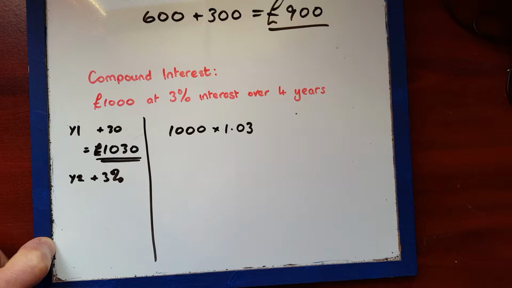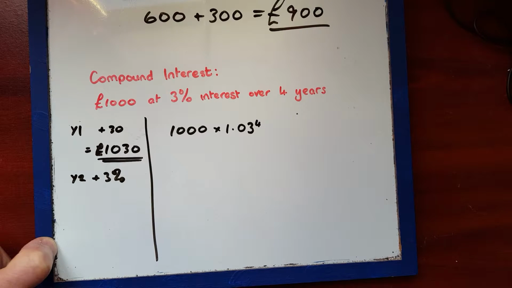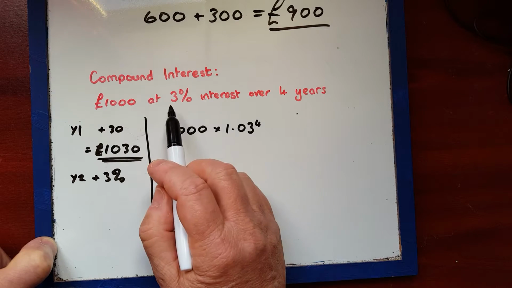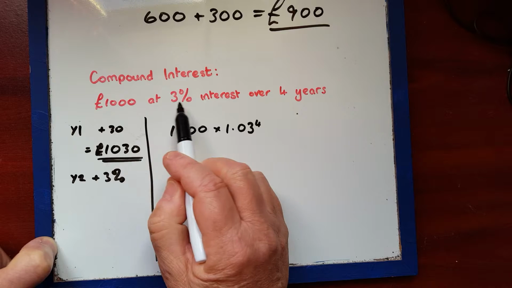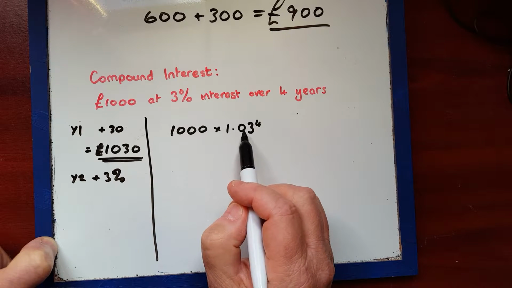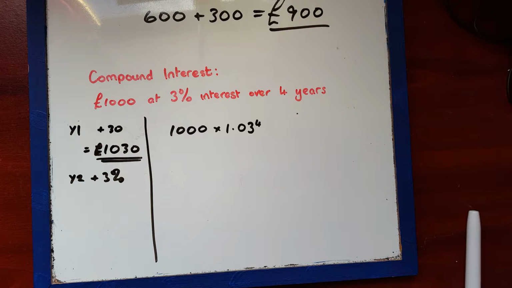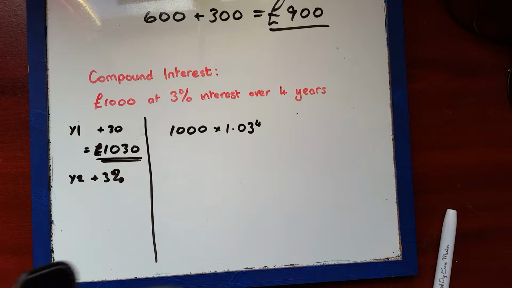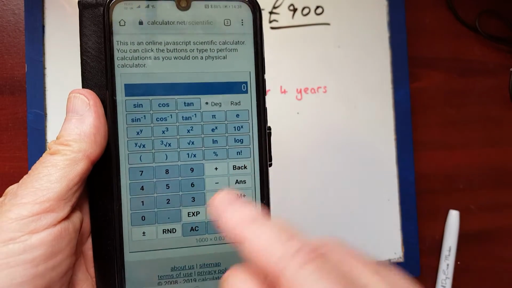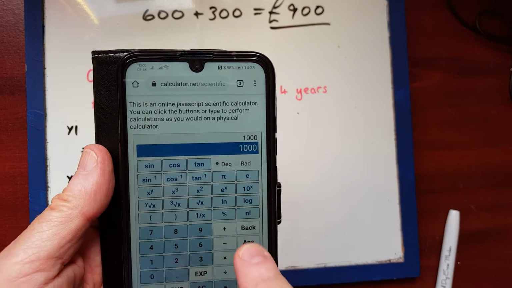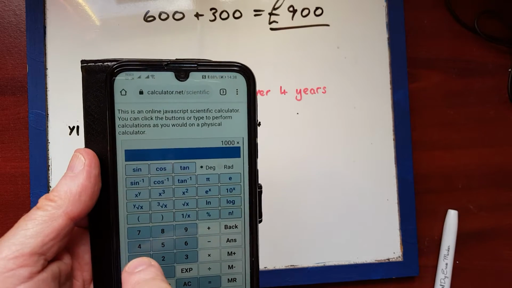And what do we do with that 4 years? Well, remarkably, we do this. We do it to the power of 4. So we've got our original amount as it was. We've got our percentage written as 100 and whatever that percentage is, so 1 point something. And then we've got our term written as a power. Obviously we need a calculator for that. So I'm going to put a calculator on, and we're going to do a calculation with it. So we've got £1,000, 1,000 times 1.03.